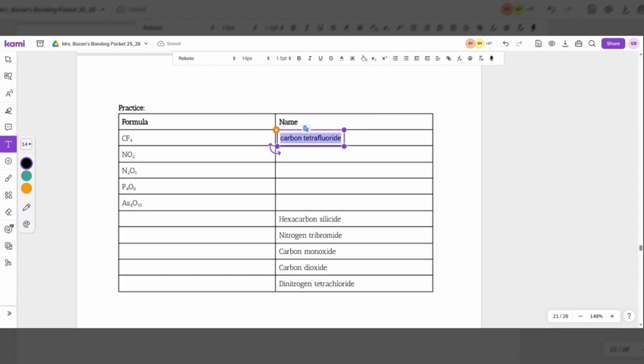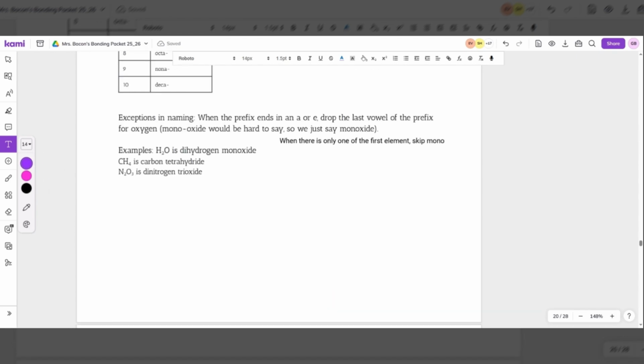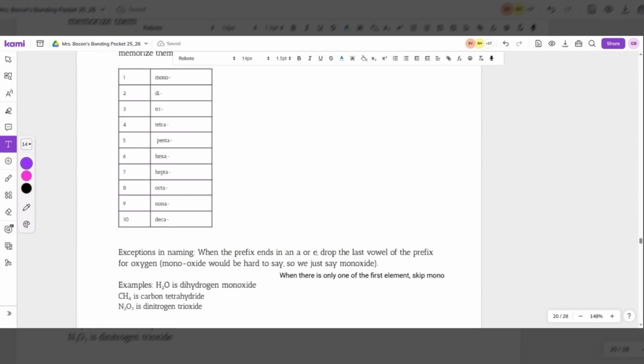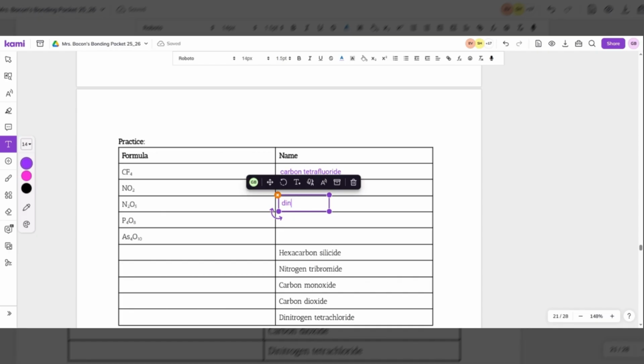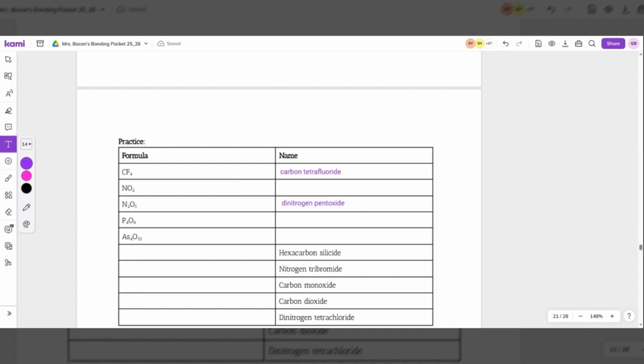And I'll make this purple, and then I'll do this one. So this has 2 N's and 5 O's. So I'm going to look up the prefix for 2 is di, the prefix for 5 is penta. So this is going to be dinitrogen penta, and then it's oxide. So I'm going to ditch this last vowel and say pentoxide. Okay, pretty straightforward. You guys do the other 3. And I will fill them in for the answer key after you've had a chance to go in and try them yourself.